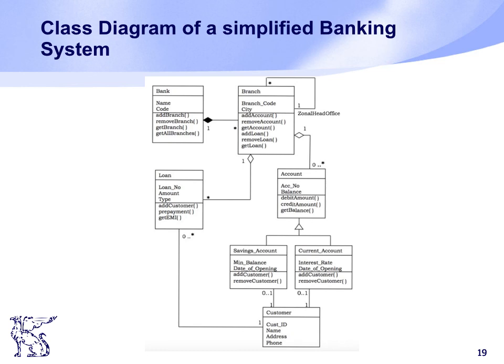And a branch has a number of loans. So that's why it's an aggregation relationship, and also it's a one-to-many relationship. And a customer may take many loans. There is no restriction, right? So that's why it's an association and it's a one-to-many relationship. So these are the relationships, and this is the class diagram of a simplified banking system.